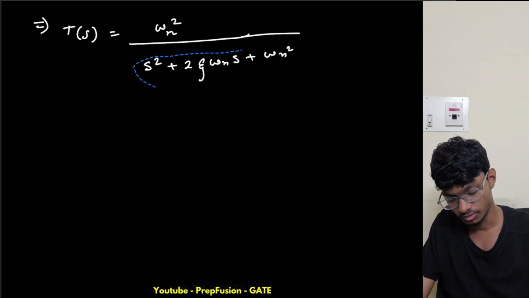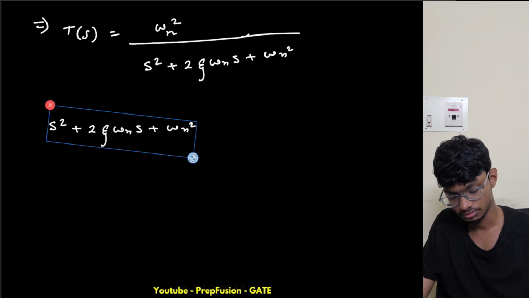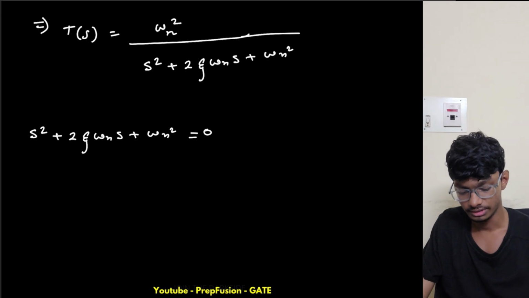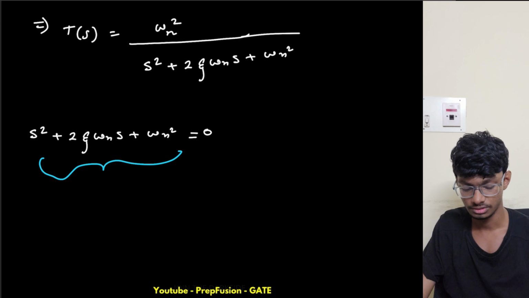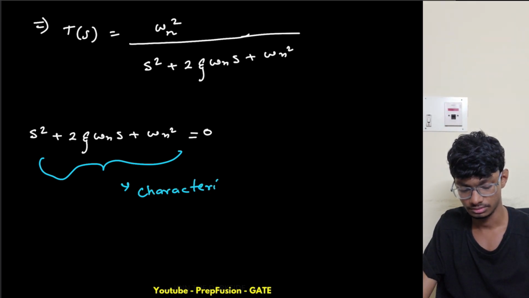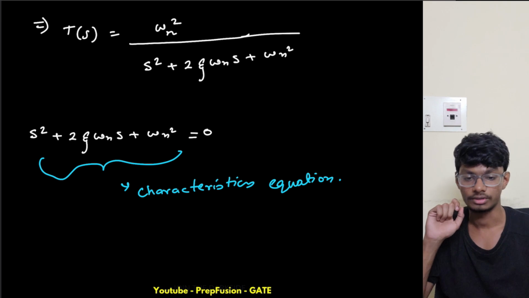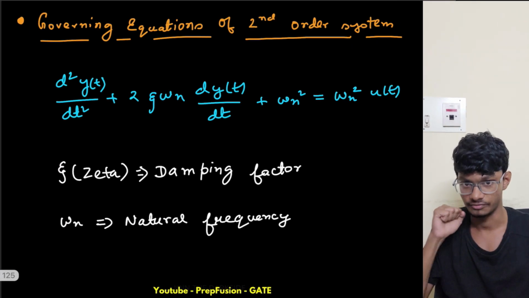So let me copy this. If we equate this to 0, we'll find the location of poles, and this equation is known as the characteristic equation. This is a very, very important equation, so keep this in mind. So this was basically it for the general equation of a second order system.